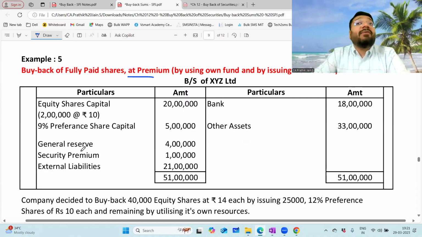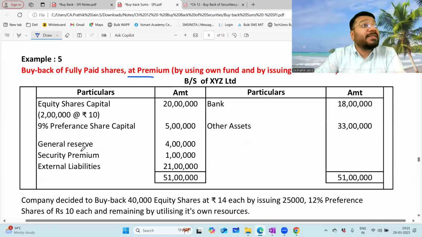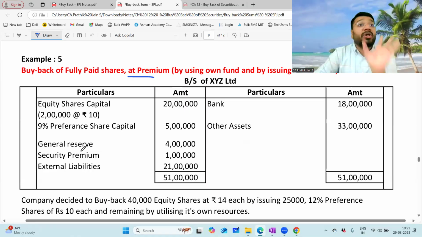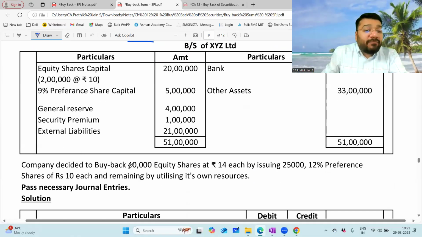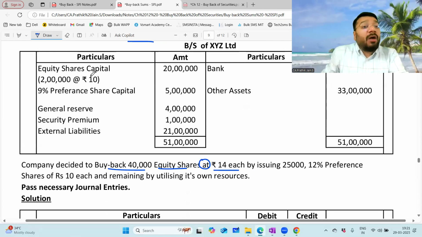This balance sheet format I gave only for understanding and convenience purposes. In real, you will never get the balance sheet like this in the exam. I'm giving that disclaimer already. This is only for discussion purposes because we feel very comfortable discussing this way. The company decides to buy back 40,000 equity shares at 14 each. How much is the face value of the share? 10. What is the buyback price? 14. So the difference of 4 rupees is what? Premium on buyback.